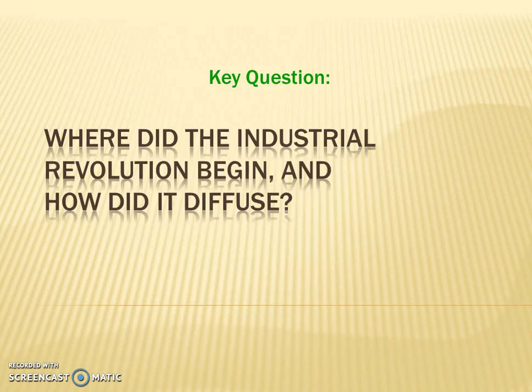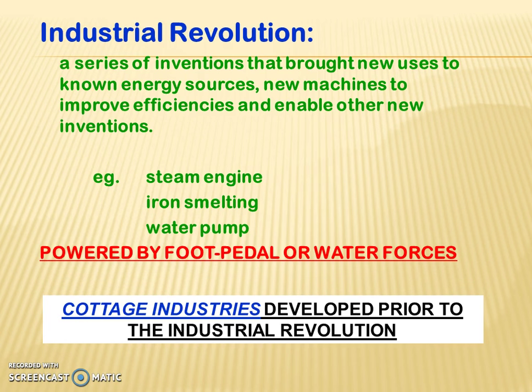So where did the Industrial Revolution begin and how did it diffuse? We know it started in Great Britain. We had to have that Second Agricultural Revolution create a surplus. People are sitting around, developing new inventions for all the surplus of food, but also with new energy sources. So again, we start off with the water pump, and then we move into things like the steam engine and iron smelting, which creates steel.